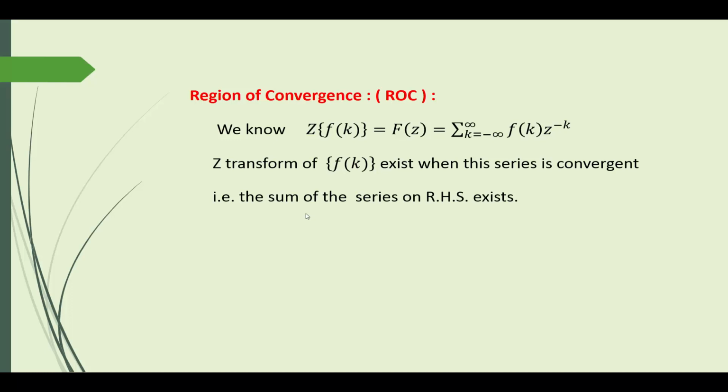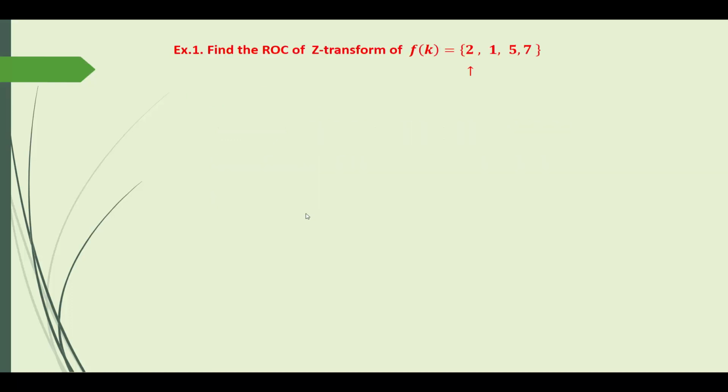Now by using the definition, let us evaluate an example. First, find the ROC, region of convergence, of the Z transform of f of k equal to the sequence 2, 1, 5, 7, with the arrow here. This means this is the value of the function when k equal to 0, that is f of 0. Then this is the value of f of 1, and this is the value of f of 2 and f of 3.